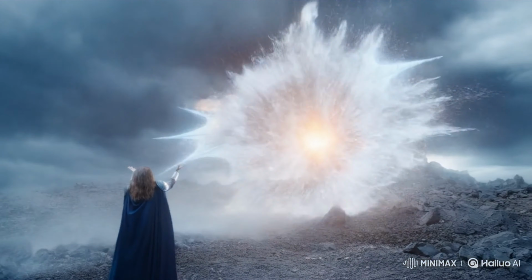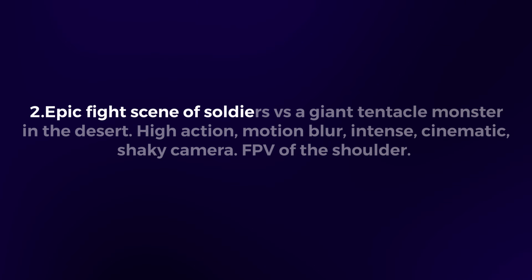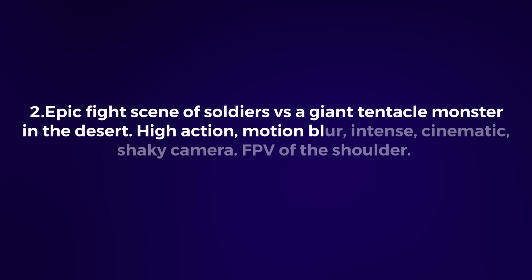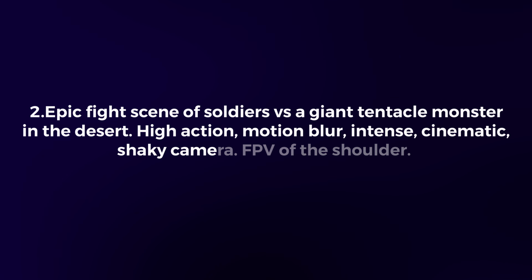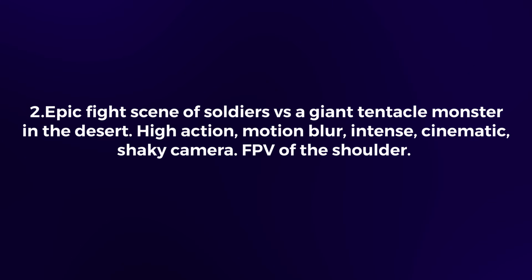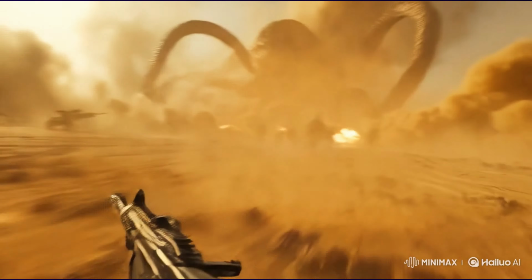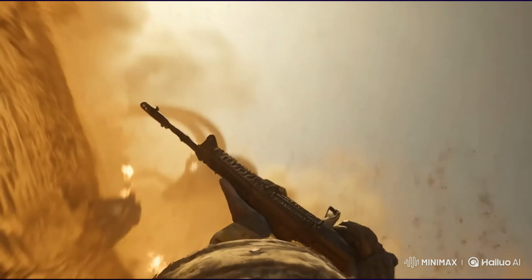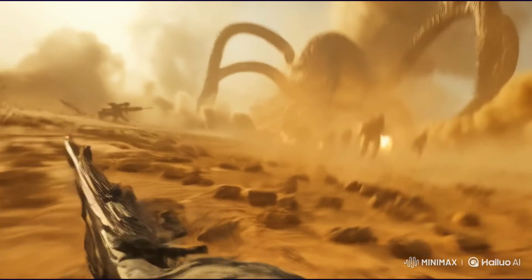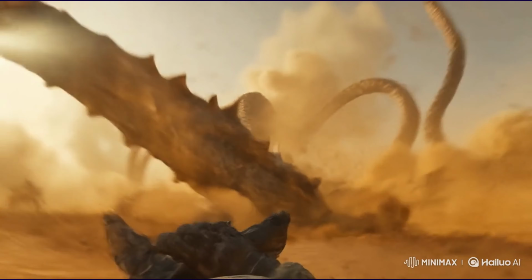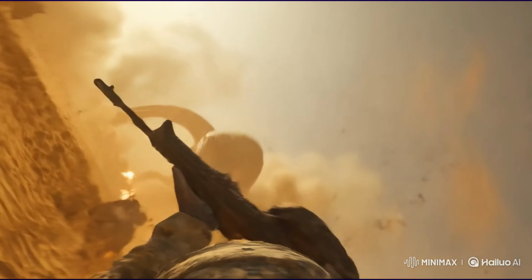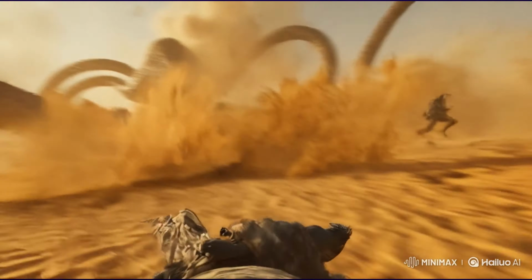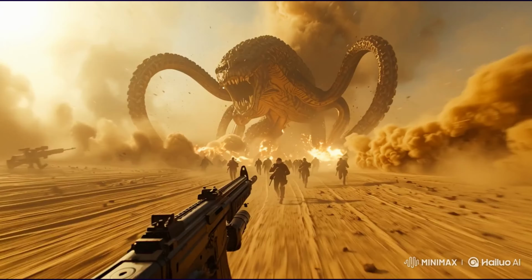Now, let's try this one. Epic fight scene of soldiers versus a giant tentacle monster in the desert. High action, motion blur, intense, cinematic, shaky camera. FPV of the soldier. And here is the result. You can see that it nailed it. The tentacle's movement looked real. The blur, the dust, the weight, it felt alive. Hailuo 2.3 model is best for high-action scenes with dynamic camera movements.